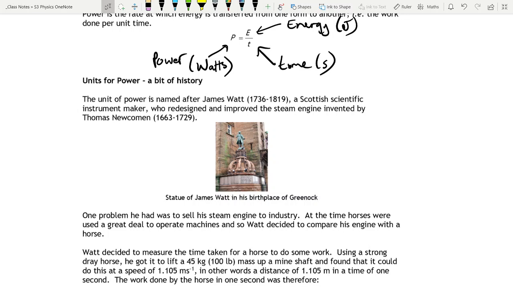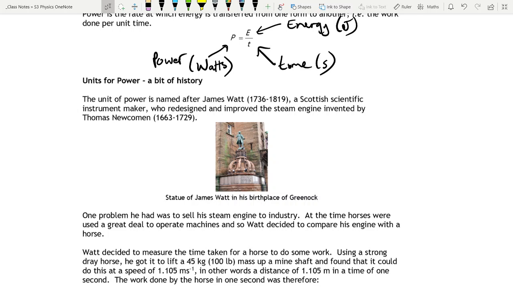Using a strong dray horse, he got it to lift a 45 kilogram mass out of a mine shaft, and found that it could do this at a speed of 1.1 meters per second. In other words, it moved a distance of 1.105 meters in a time of 1 second. So every second it moved that much.